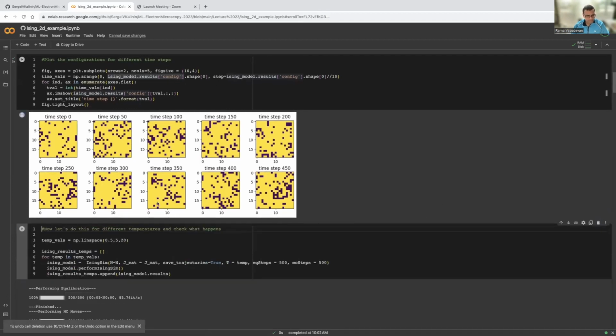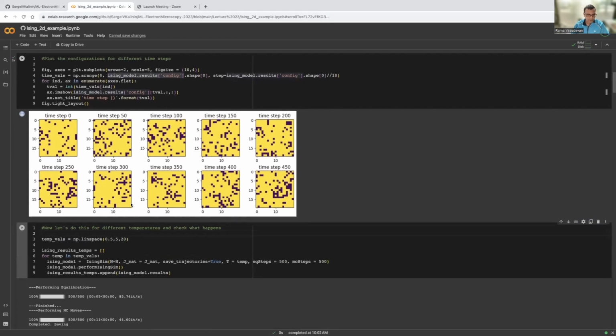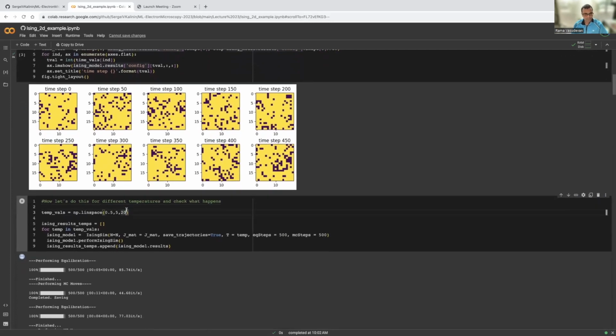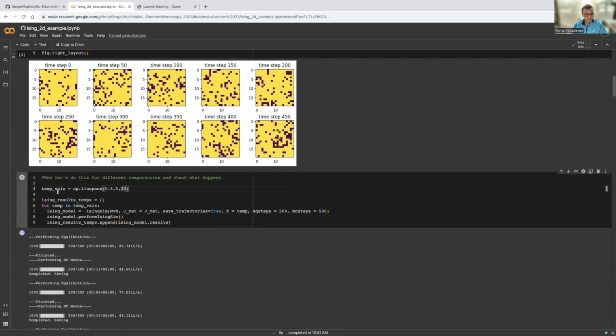It's very straightforward. What I want to do now is, I know that there's a phase transition in an Ising model at a certain temperature, and I want to go across this phase transition temperature and see what my configurations look like. So I'm going to choose values of the reduced temperature between 0.5 and 5, and I want 20 different simulations. And I'm just going to save the results, right?